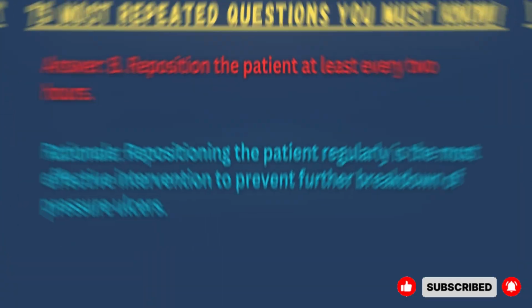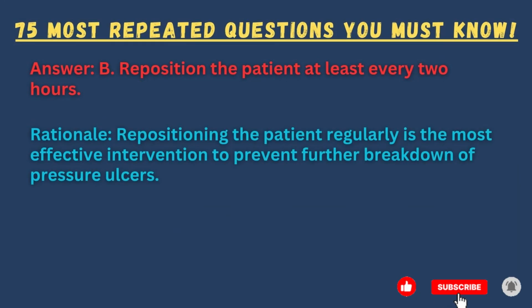Answer. B. Reposition the patient at least every 2 hours. Rationale: repositioning the patient regularly is the most effective intervention to prevent further breakdown of pressure ulcers.